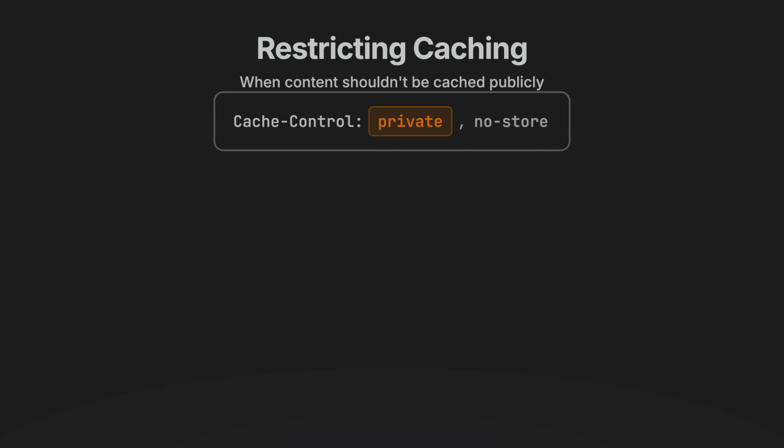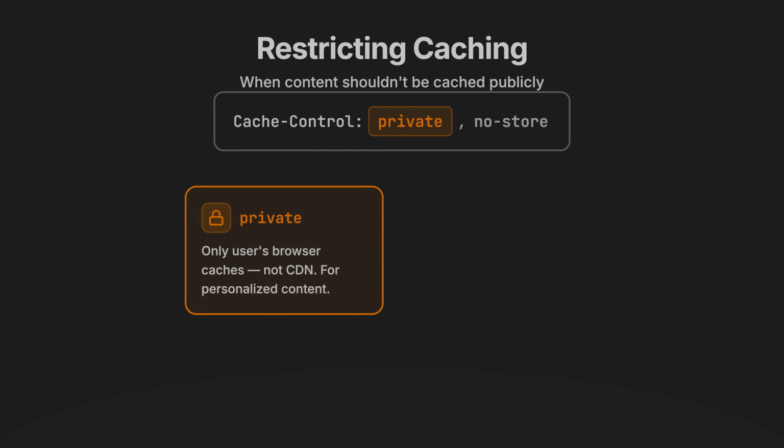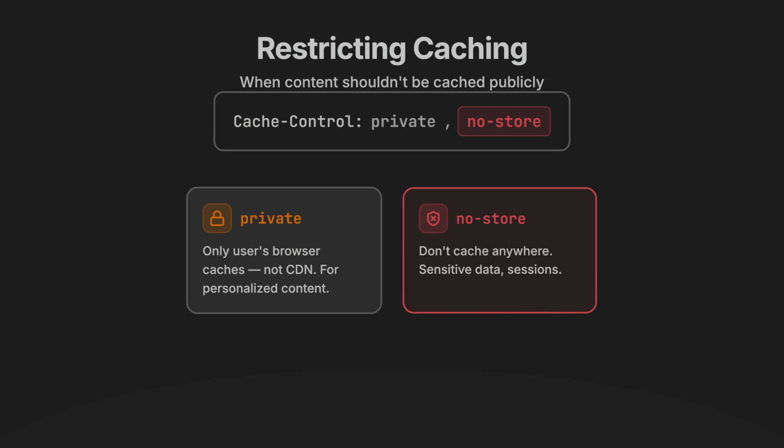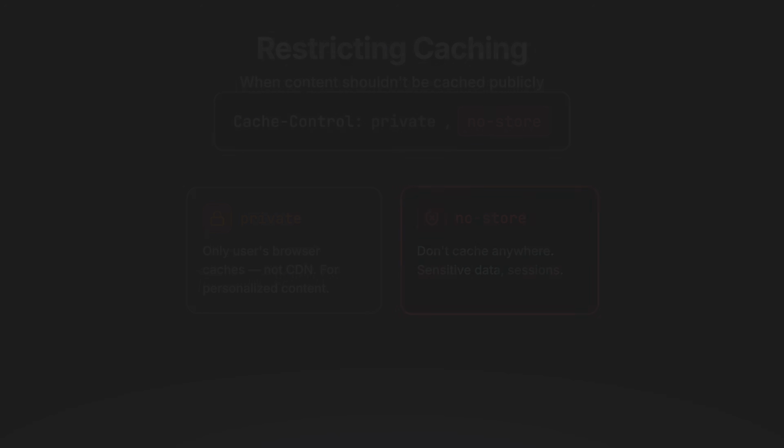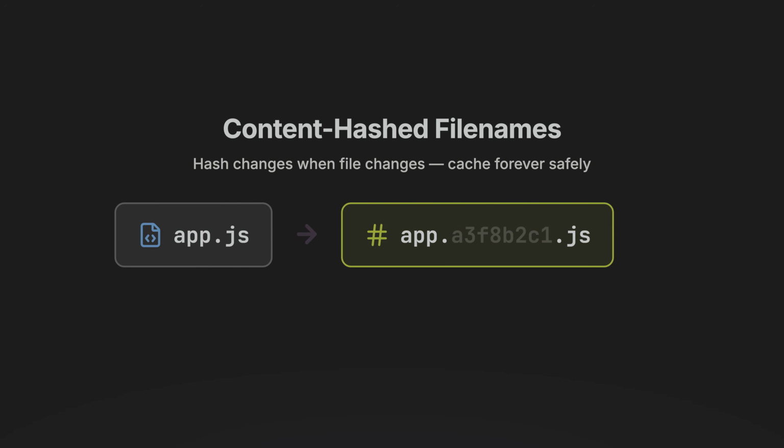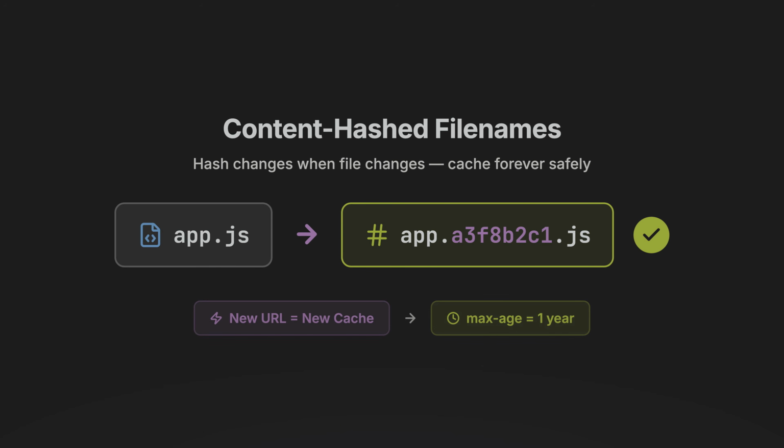Private means only the user's browser can cache it, not the CDN. Use this for personalized content. No-store means don't cache anywhere ever. Sensitive data, session-specific responses. One common pattern, content hashed file names. The hash changes when the file changes, so the URL itself is different. You can set max-age to a year because you'll never need to invalidate. You're just requesting a new URL.